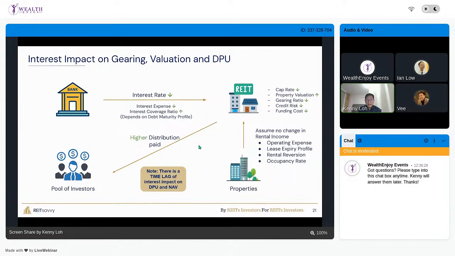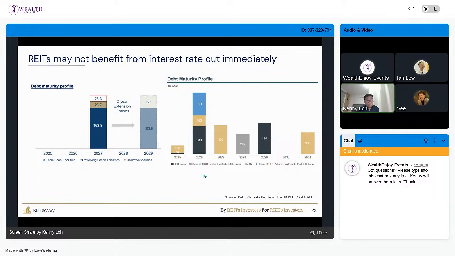But do take note, there is a time lag of the interest rate impact on the DPU, distribution per unit, and also the net asset value. Why is there a time lag? I will show you two different debt maturity profiles from two different REITs. The first one is the debt maturity profile of Elite UK REIT.